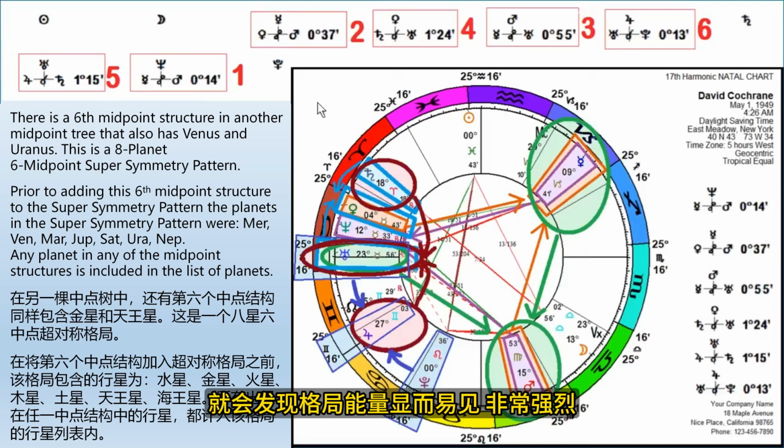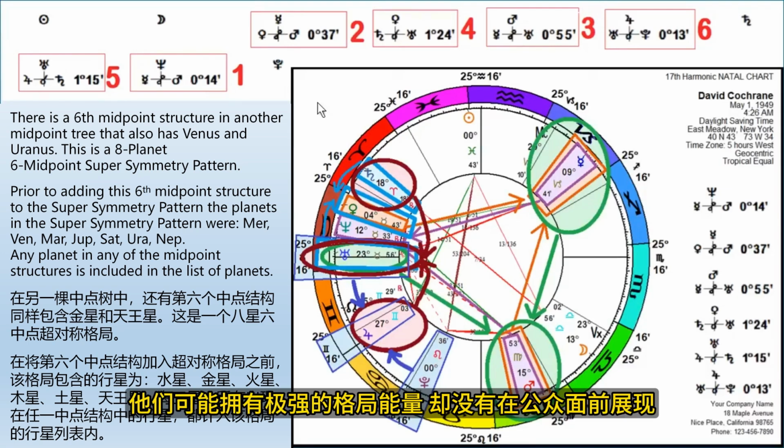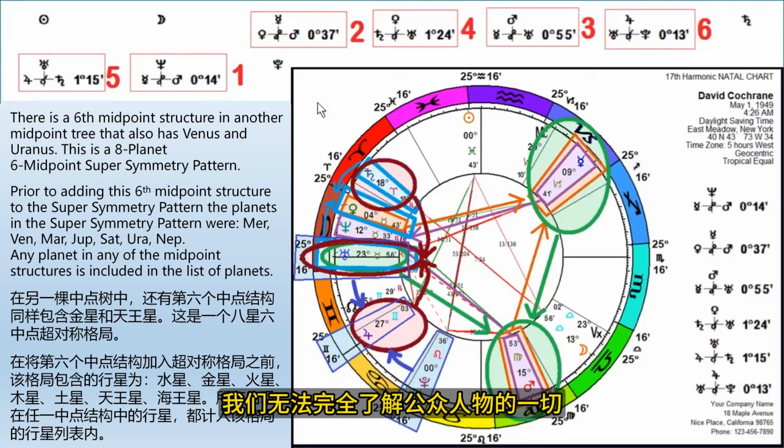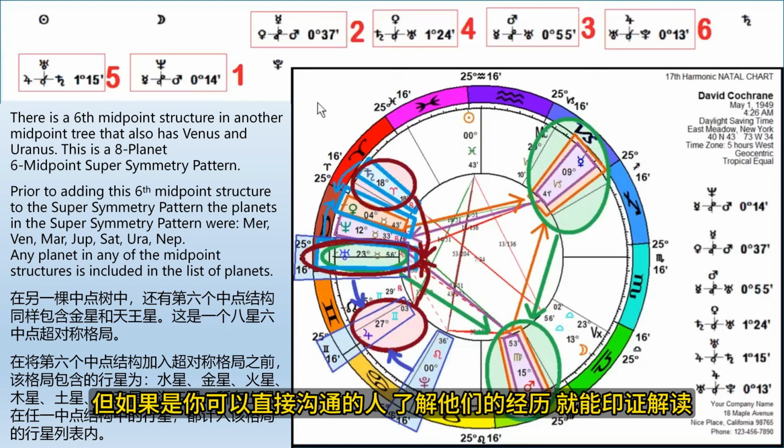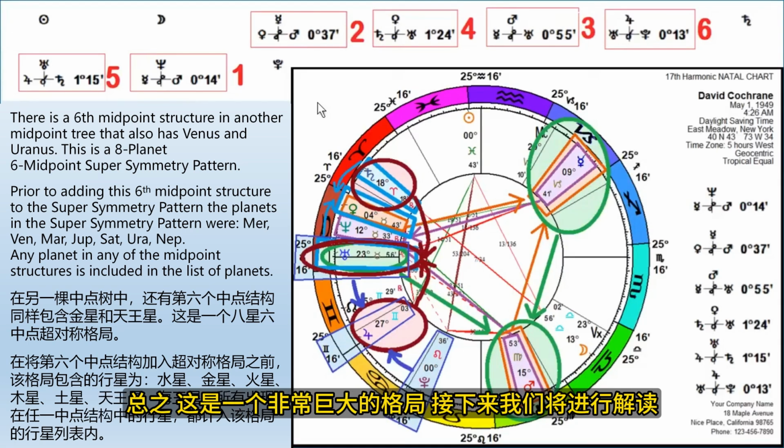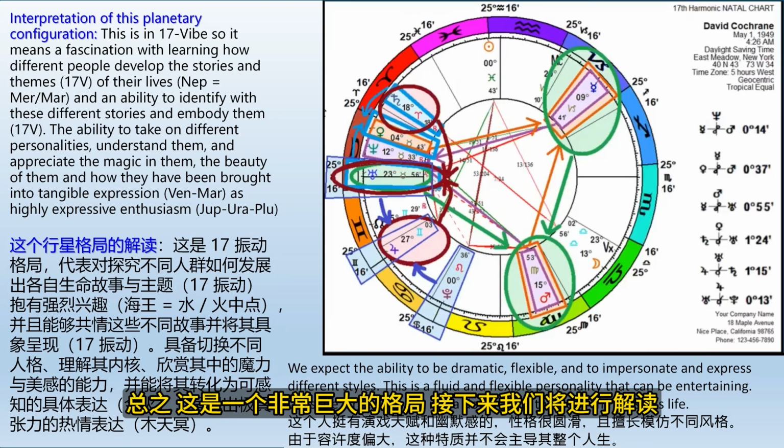It is totally obviously strong. So the point is, we don't always know about the person, and they may have something that's extremely strong for them they're not showing publicly. Anyway, we don't know everything about public people, so sometimes it's there, but it's not obvious. Usually you can tell, but not always. But with a person that you can talk to, you can find out from them what it is they do, then you can confirm it. Anyway, this is a big pattern, and I think the interpretation is next, and we'll leave that. Yeah, the interpretation is next.